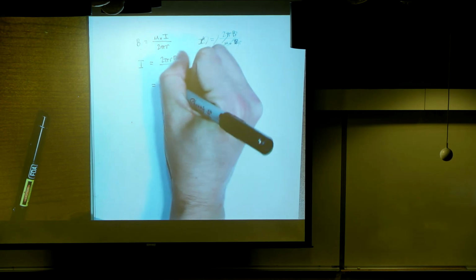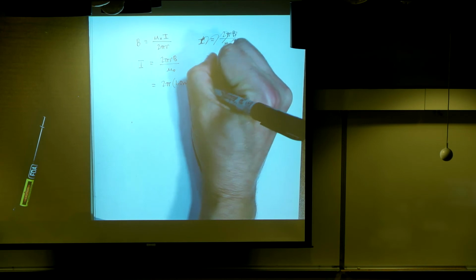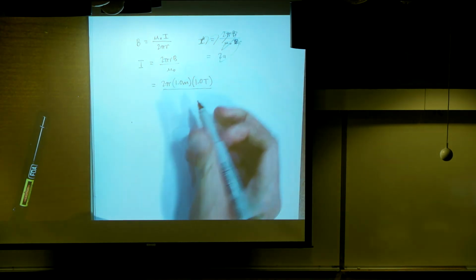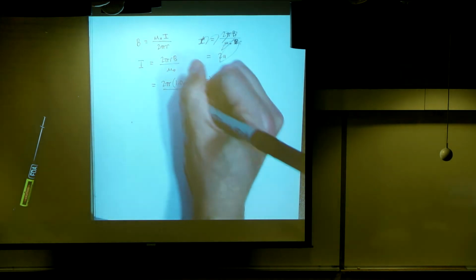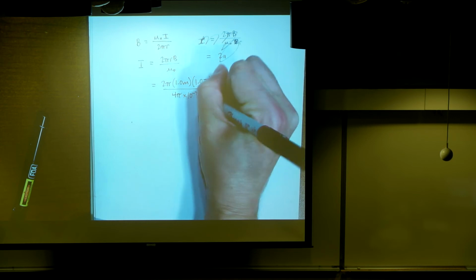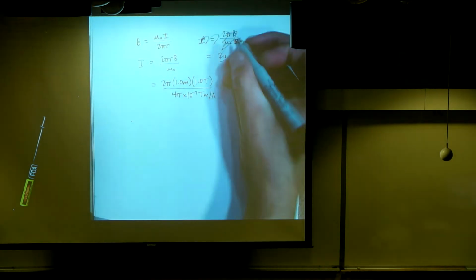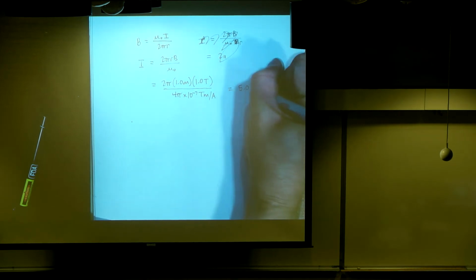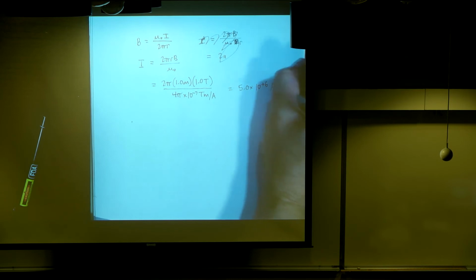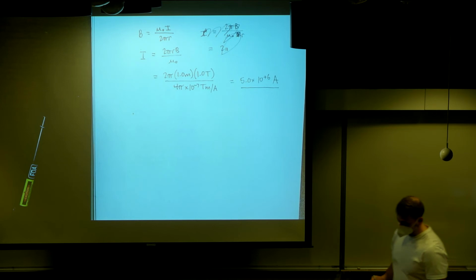So let's do it. 2 pi r is 2 pi times 1 meter. B is 1 Tesla. And mu naught is a very small number, which makes our result very big. It's 4 pi times 10 to the minus 7 Tesla meters per amp, like this. Okay, finally got it right. That's 5 times 10 to the positive 6 amps. Like you said, 5 million amps. Not realistic.